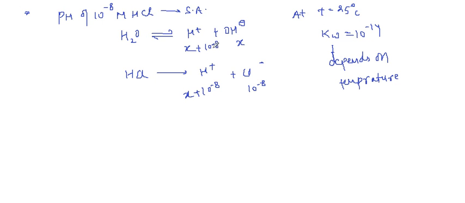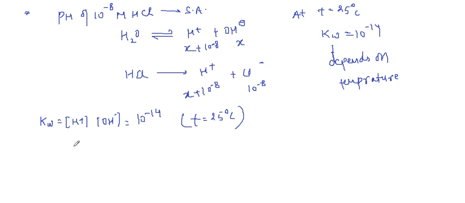Okay. Now we know that Kw will be equal to the concentration of H plus times the concentration of OH minus. That will be equal to 10 to the power minus 14, if we have kept the temperature at 25 degrees Celsius. When that is given, we will consider the temperature as room temperature.